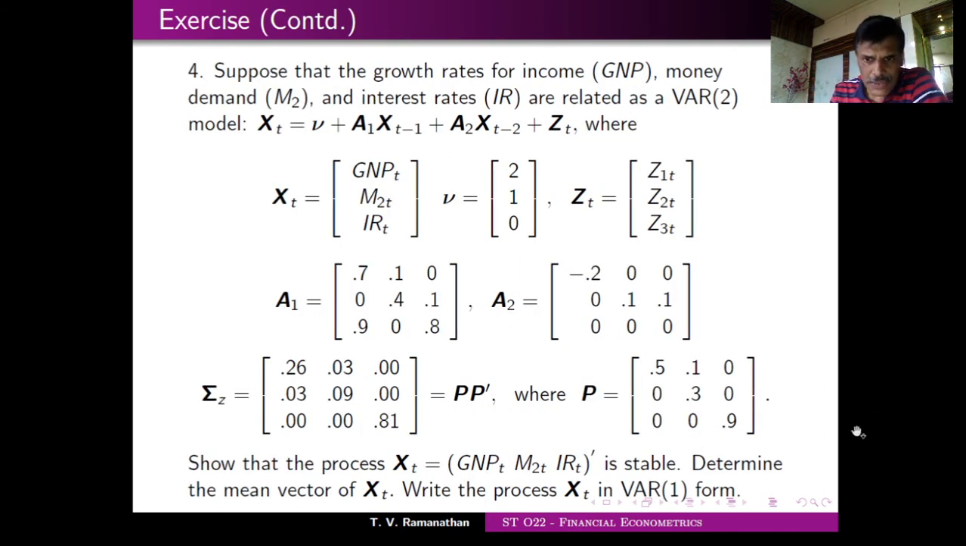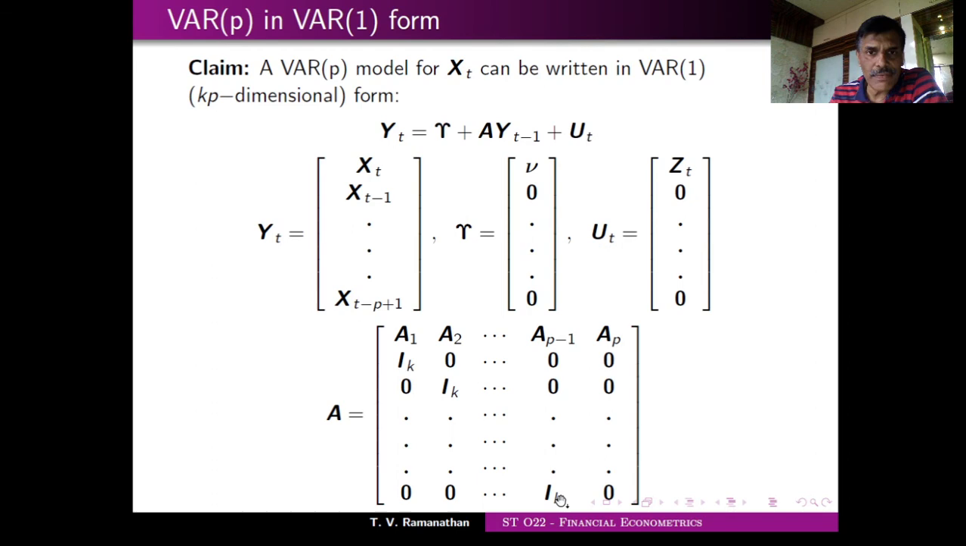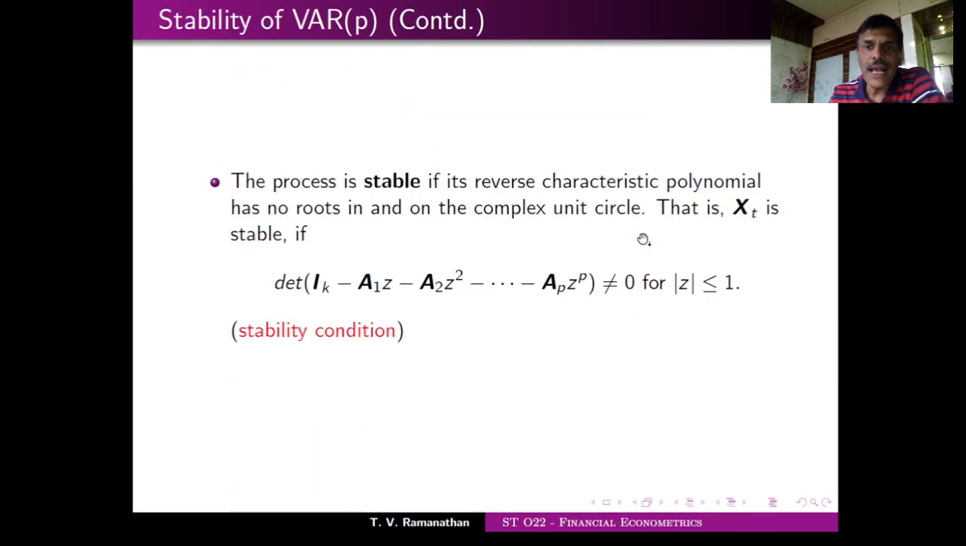Okay, so this is stable. Determine the mean vector of xt. Write the process in VAR form. So how will you write it in the VAR 1 form? You go back to this. I have explained how to write it in the VAR 1 form, so identify these matrices and write this in the VAR 1 form. Actually, it is enough to learn VAR 1 in most of the cases, because any VAR p can be written as VAR 1. So most of the properties can be learned in terms of VAR 1.